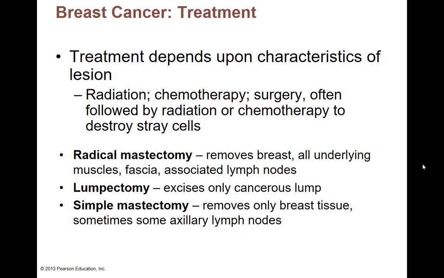Lumpectomy, if you catch it early, they're just going to remove the lump. They might do a little bit of radiation, just in case anything spread. A simple mastectomy means they're going to remove the actual breast itself, and then sometimes your axillary or armpit lymph nodes, because that seems to be the first place that it likes to spread to.